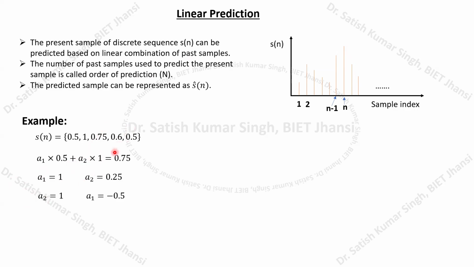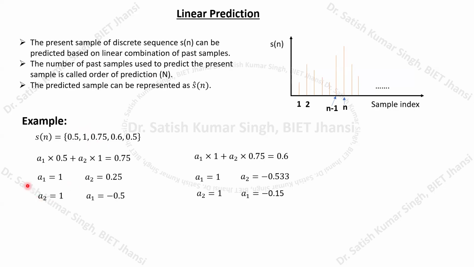Similarly, you can also see that this sample 0.6 is also linearly dependent on the past two samples, 1 and 0.75, and you can do a similar calculation. Here you can find that if you assume a1 equals 1, you will get a2 equals minus 0.533, and similarly if you have a2 equals 1, then a1 will be equal to minus 0.15. So these are the two possible combinations of a1 and a2 which are able to generate the samples 0.75 and 0.6 by a linear combination of their past two samples.